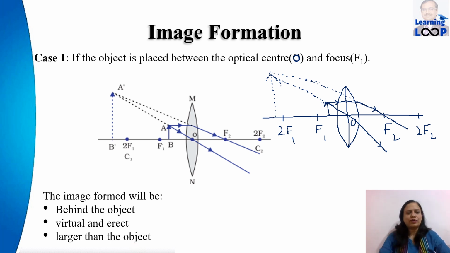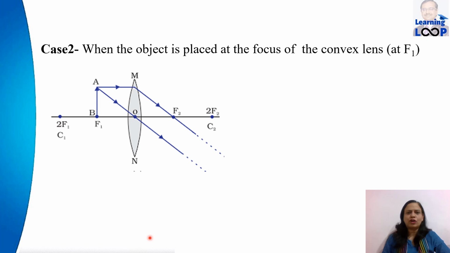Let us now have a look at the second ray diagram when the object is placed at the focus of the convex lens. So now this is our object. The same set of 2 rules to be used.